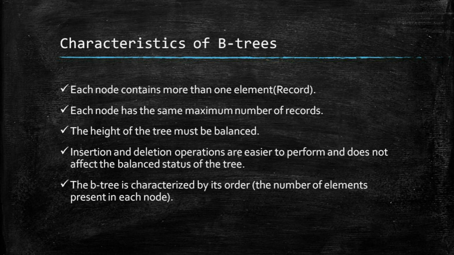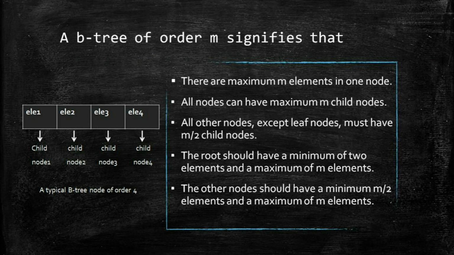Some of the characteristics of B trees are given here. Of these, the most important are: the height of the tree must be balanced, and a B tree is generally characterized by the number of elements present in each node. It is called the order. The typical structure of the node of a B tree of order 4 is shown below.